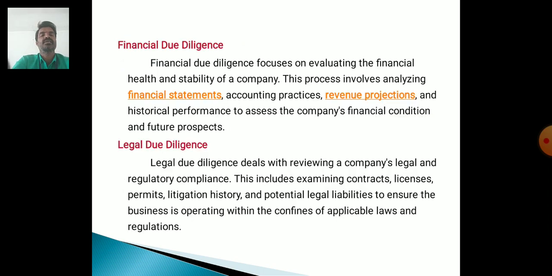Financial due diligence. Financial due diligence focuses on evaluating the financial health and stability of a company. The process involves analyzing financial statements, accounting practices, revenue projections and historical performance to assess the company's financial conditions and future prospects.